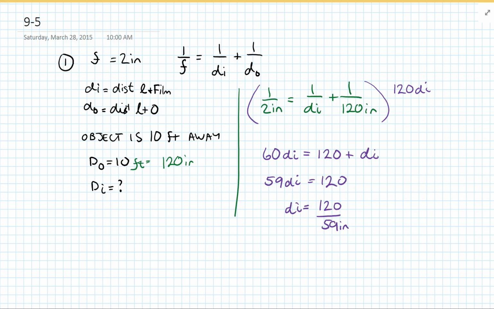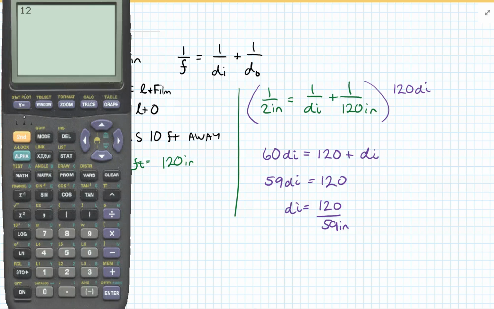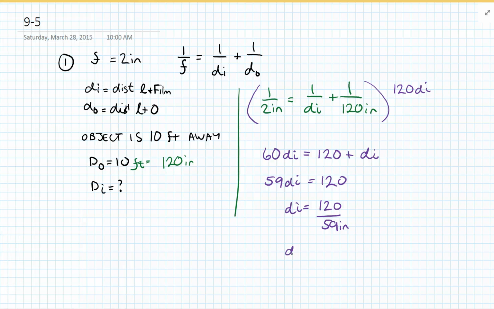So divide, and you can put that in your calculator if you want. So that'll be 120 divided by 59. And that gives us 2.033. So the distance would be 2.033 inches. All right.